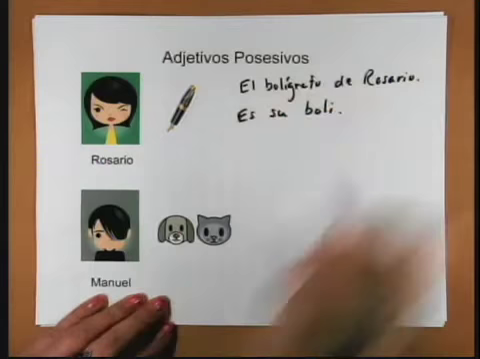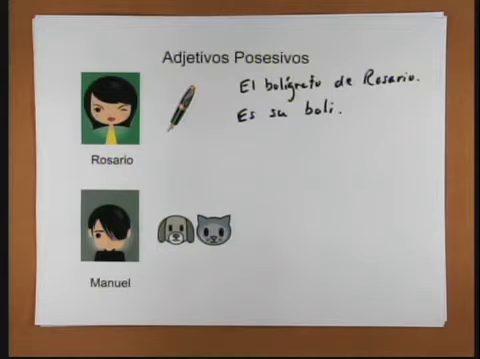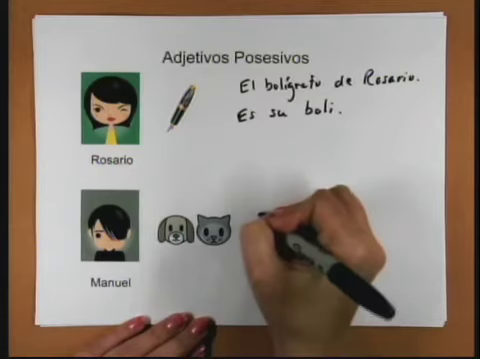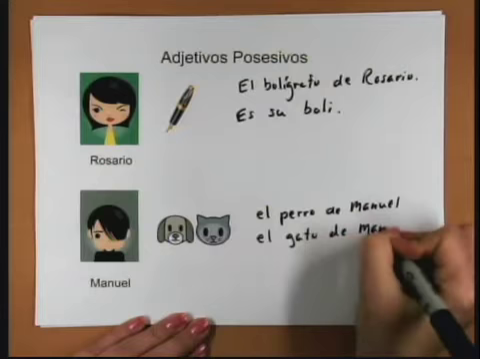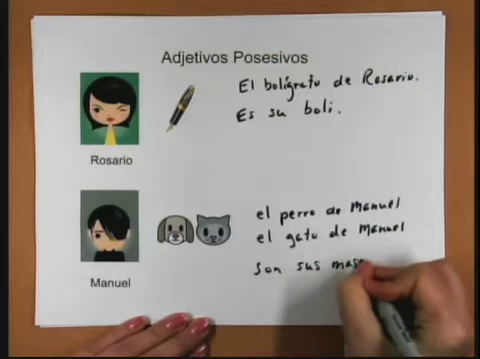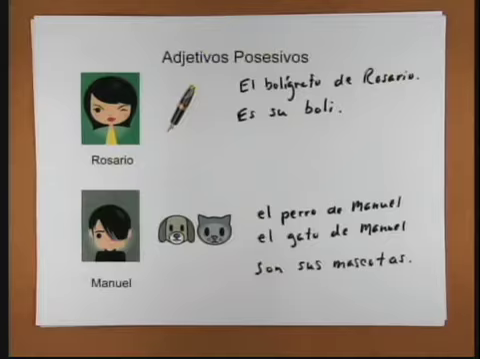Manuel. Manuel tiene dos mascotas. Tiene un perro. El perro de Manuel. El gato de Manuel. Son sus mascotas. They're his pets. Son sus mascotas. Bien.